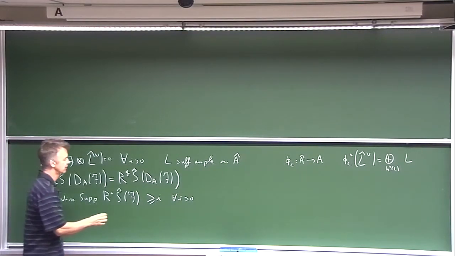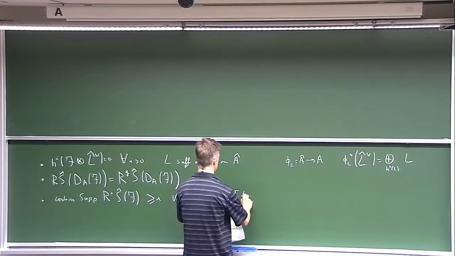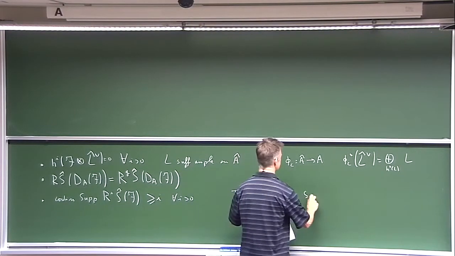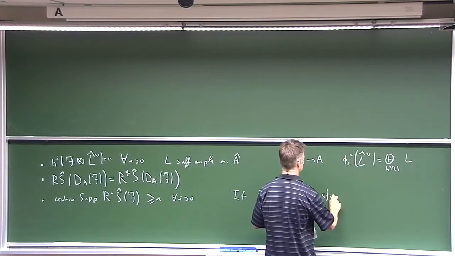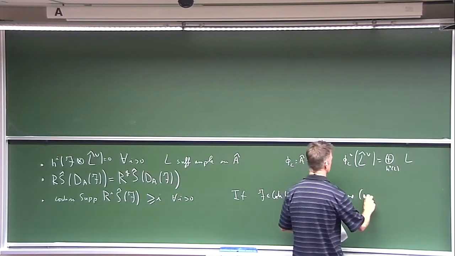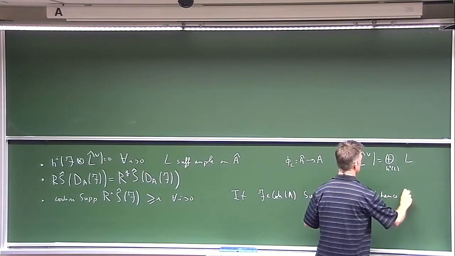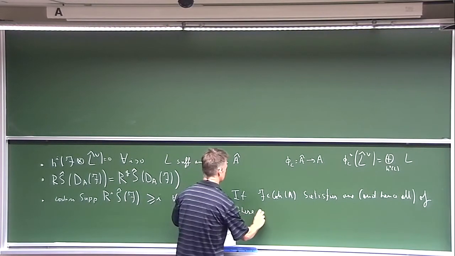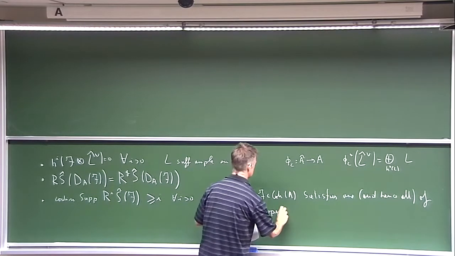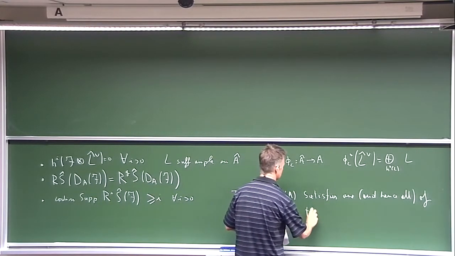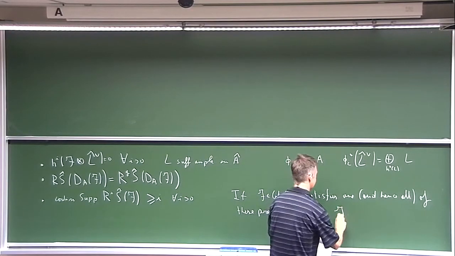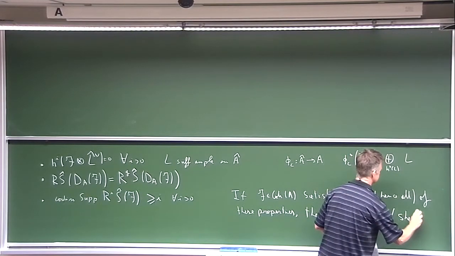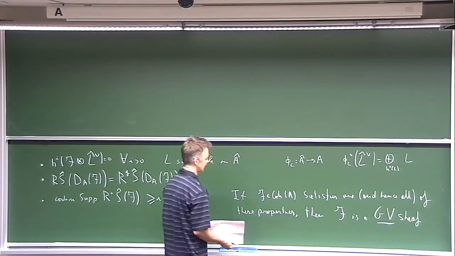And so if F, this coherent sheaf, satisfies any one of these properties, one and hence all of these properties, then we say that F is a generic vanishing sheaf. So just write GV, it's just short for generic vanishing.